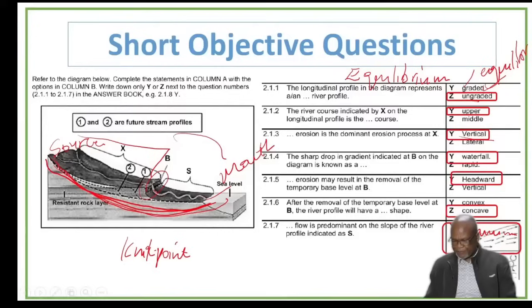But when you look at Z here, this will be the type of flow that is called turbulent flow. And this kind of river flow will take place in the upper course where there are weak points, and there are waterfalls, there are rapids. So at this stage, the river will flow in a turbulent flow. But at this stage where it is smooth, it's going to have a laminar flow.